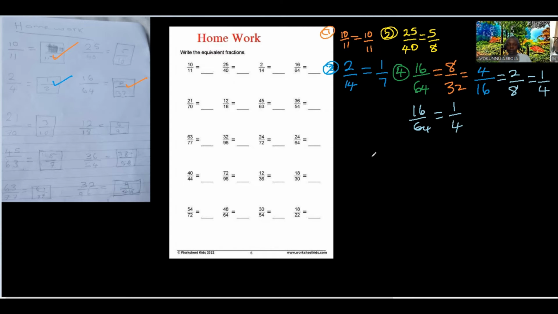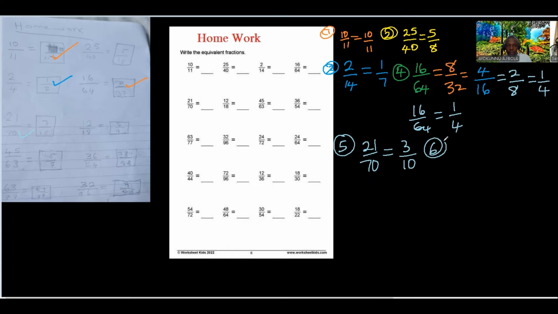Okay, good. Then number five. Number five. We have 21 over 70. And you are right. 7 here, 3, 7 here, 10. And that's the lowest form.